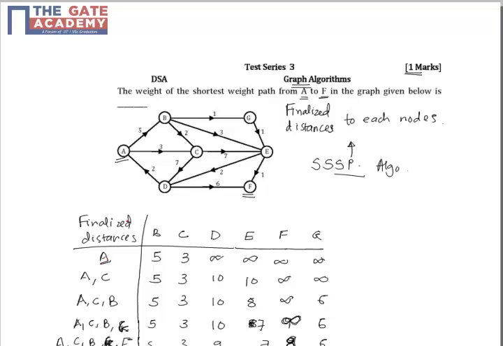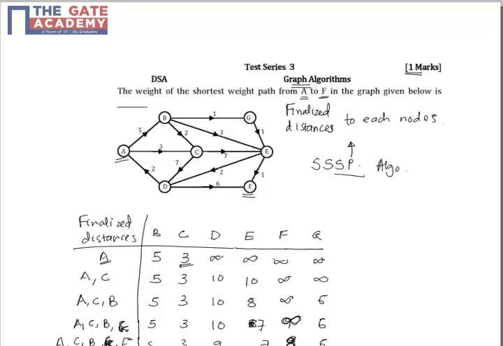What are the direct edges? A to B and A to C. The distances from A to B and A to C are 5 and 3. Is there an edge to any other vertex? No, there is no other edge, so the other distances we'll put as infinite. Now from these distances we will choose the vertex which has the smallest distance, which is C. So we'll consider C now.